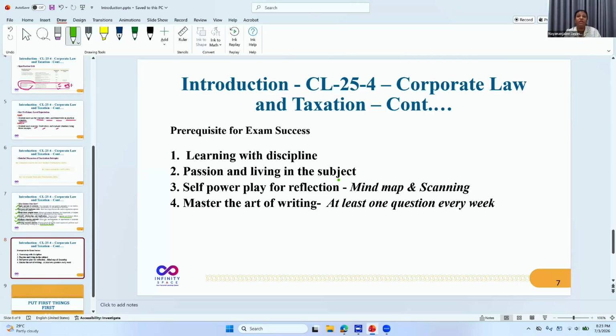Then it's mindfulness, and sihi and sitima, which you all have. And self-power play for reflection. Have your own methods to remember things, which are short notes, mind mapping, pictures, circles, triangles, anything. And then master the art of writing. Writing and calculation, which is a Patris question, at least one question every week.